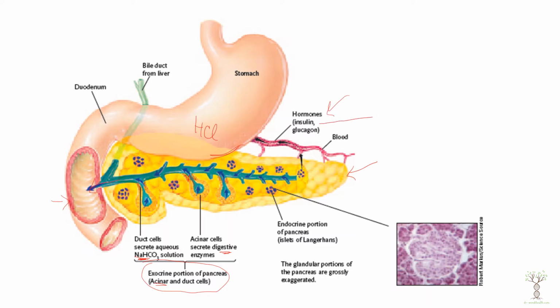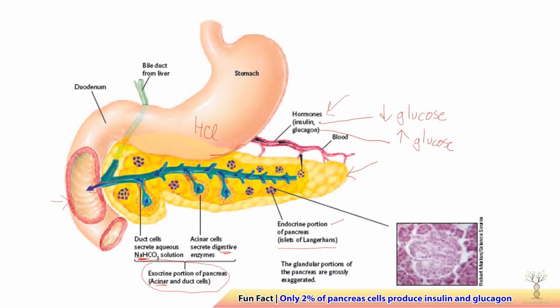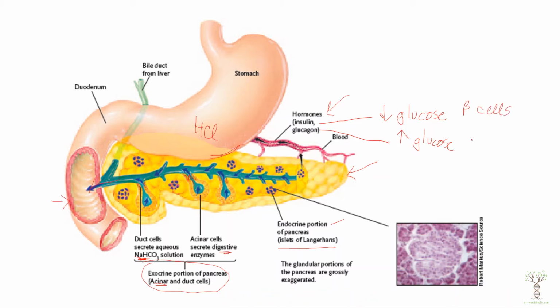Insulin's primary role is to decrease blood sugar. Blood sugar is glucose. And glucagon will increase blood glucose. These hormones are produced in endocrine cells called the islets of Langerhans. There are two cell types in here, and it is the beta cells that produce the insulin and the alpha cells that produce the glucagon.